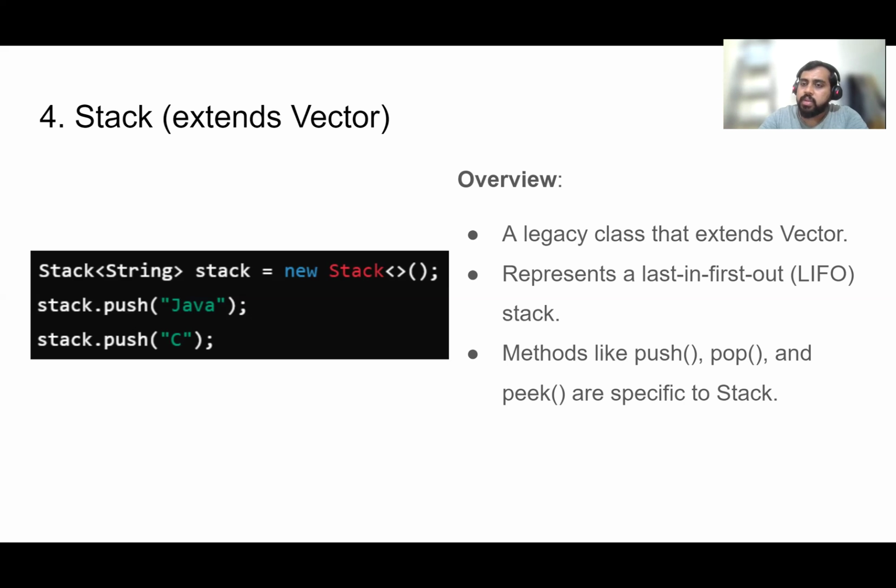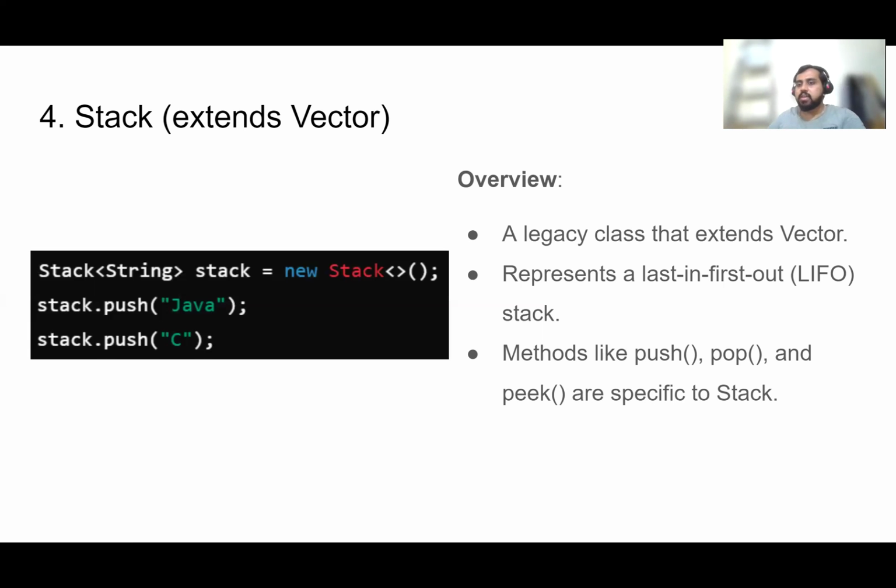It will be like the top book, which will be added late, but it will be taken first. Okay, that's the concept. So, adding data, we'll use the push method. It's a legacy class and it represents LIFO, last in first out. Suppose I added some books. The last book which I added will be taken first, that is last in first out. The top book which I'm taking first will be added last, right?